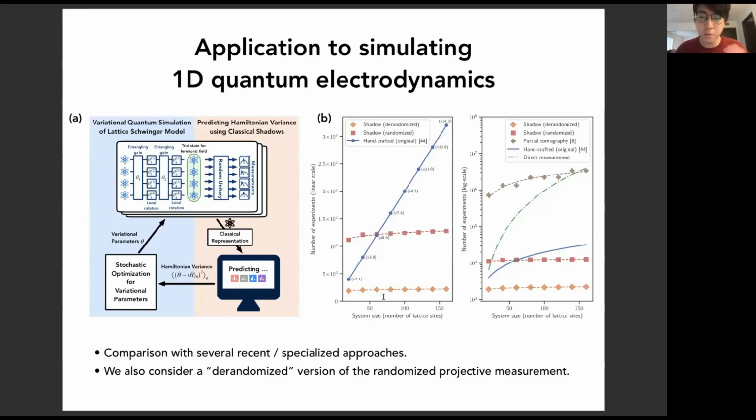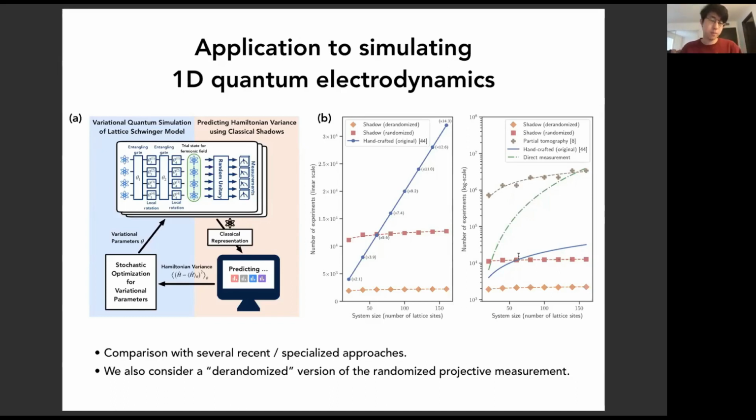As you can see, if you use classical shadow, it's like the red line or the orange lines. You will be able to get something that scales only logarithmically with system size. So even improving upon this handcrafted approach. And there are also other approaches, like if you just do direct measurements, or if you do this partial tomography by Google, you can see that using classical shadow has a lot of benefits over these existing approaches.